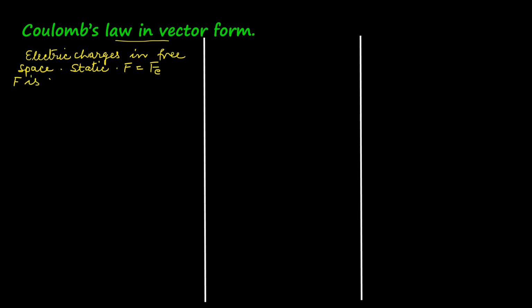Force is a vector quantity, that is it has magnitude and direction. The mathematical representation of electrostatic force, 1 by 4 pi epsilon naught Q1 Q2 by R square, gives only the magnitude, it does not give the direction. Using this expression, we cannot explain why unlike charges attract and like charges repel. For that, we have to know the direction in which the force is acting. That is the vector form of the expression.